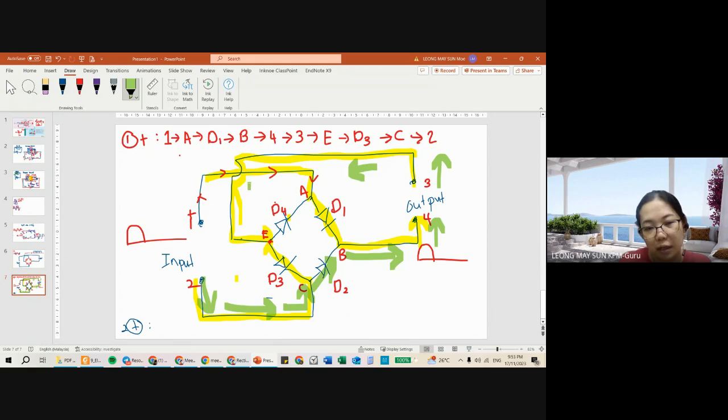All right, and then back to E. No point going through D3 because they want to go to terminal 1, so it actually passes through D4. When it reaches A, it can go to D1, but again, no point, because the main purpose is to go back to terminal 1. So when it reaches terminal 1, the bottom part of the wave actually gets created at the output.